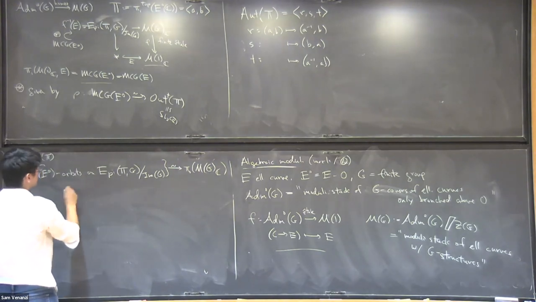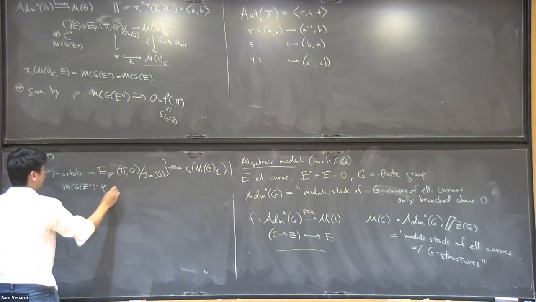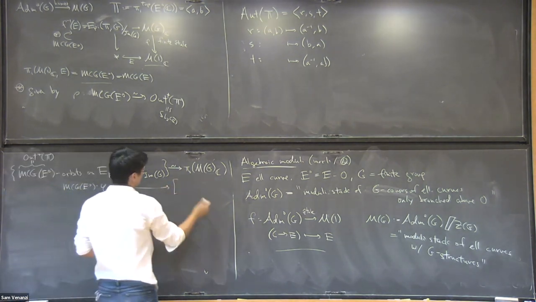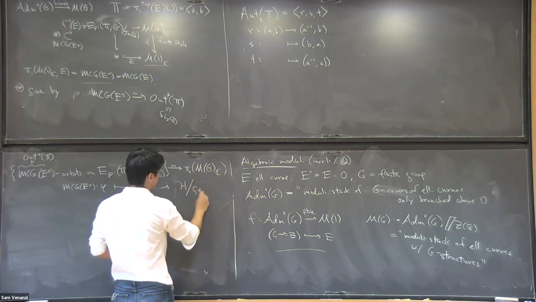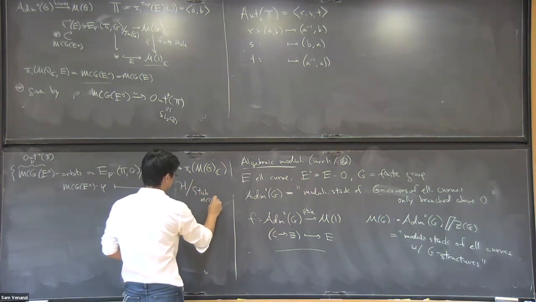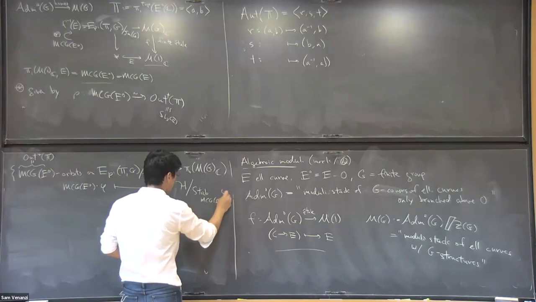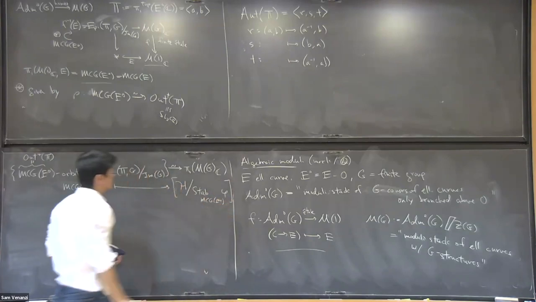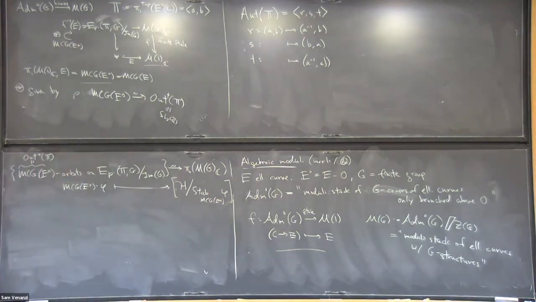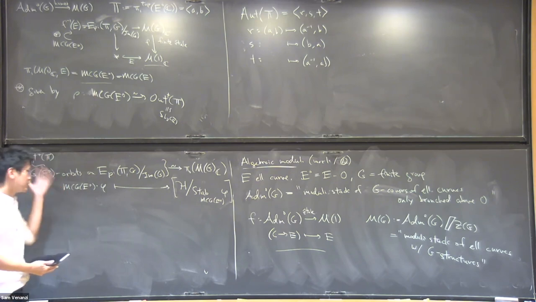And basically what it does is it sends the orbit MCG sub phi to, well, what do you get? You kind of want to write H modulo the stabilizer action on phi, except that's not quite right. What you should do is take the orbital quotient instead of the static quotient, or instead of the normal quotient. But so this is the correspondence.